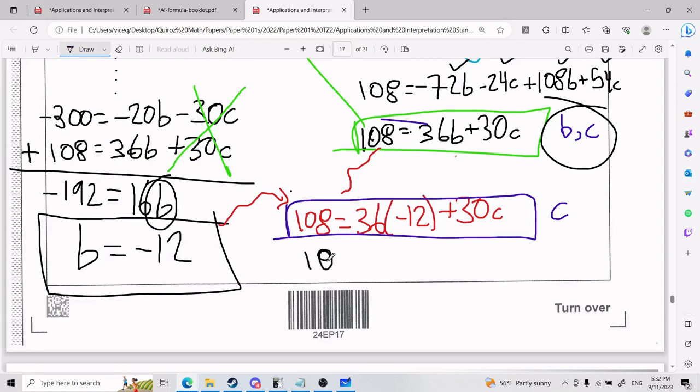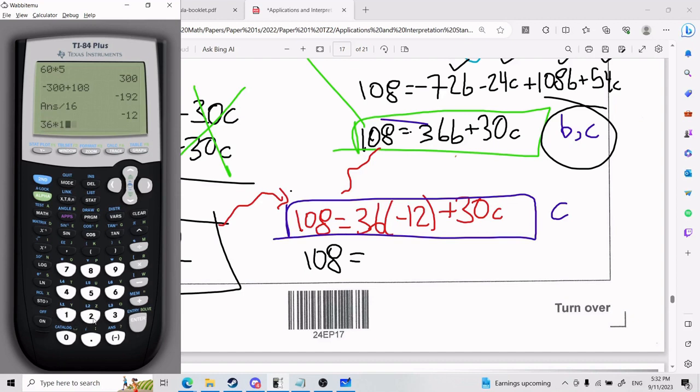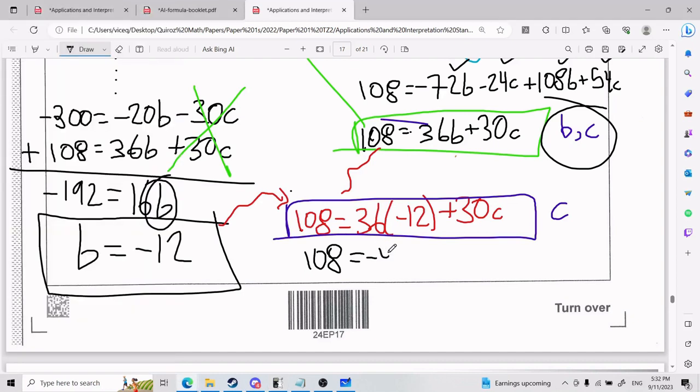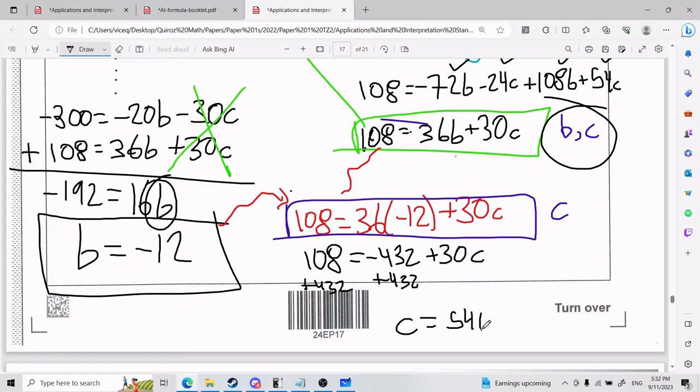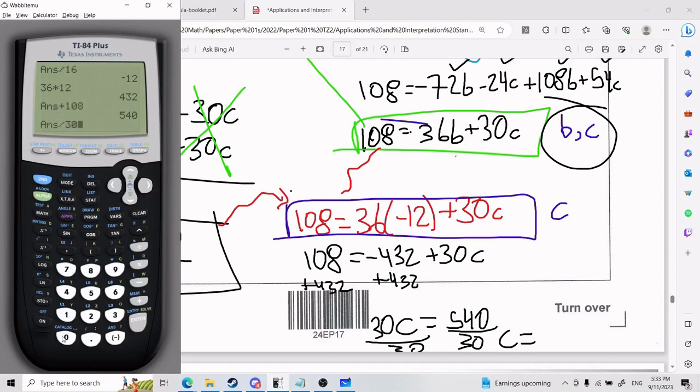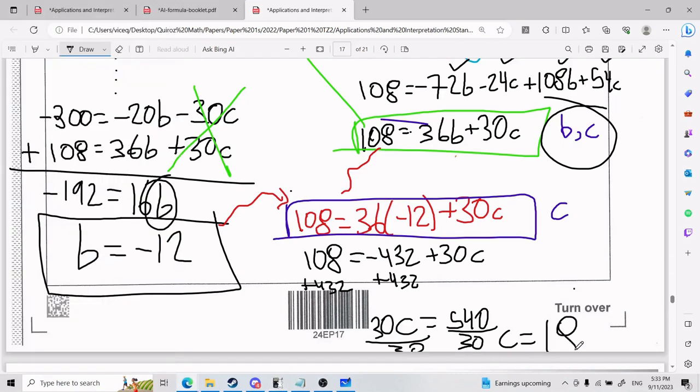So 108 equals 36 times negative 12, that's a fat number, negative 432, plus 30c. So I'm going to do plus 432 to both sides. C is going to be equal to 432 plus 108, which gives me 540, equals 30c. Divide by 30 on both sides. C equals 18. Boom. So B is negative 12, C is 18.